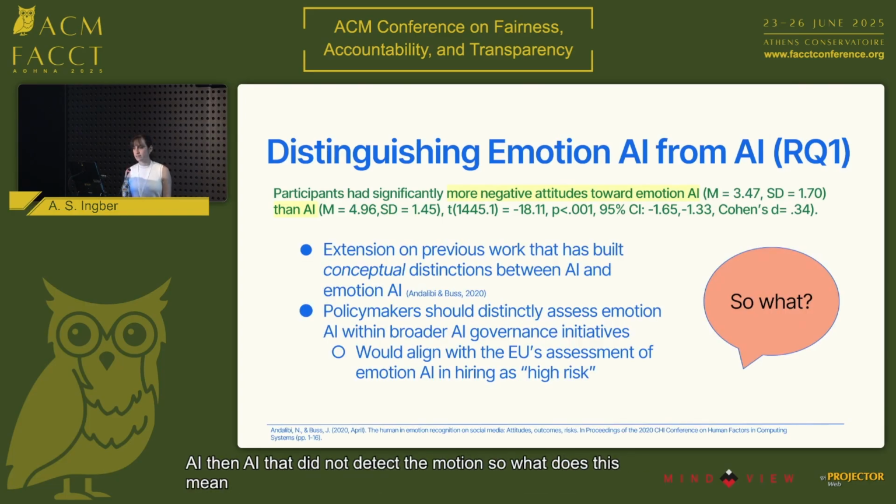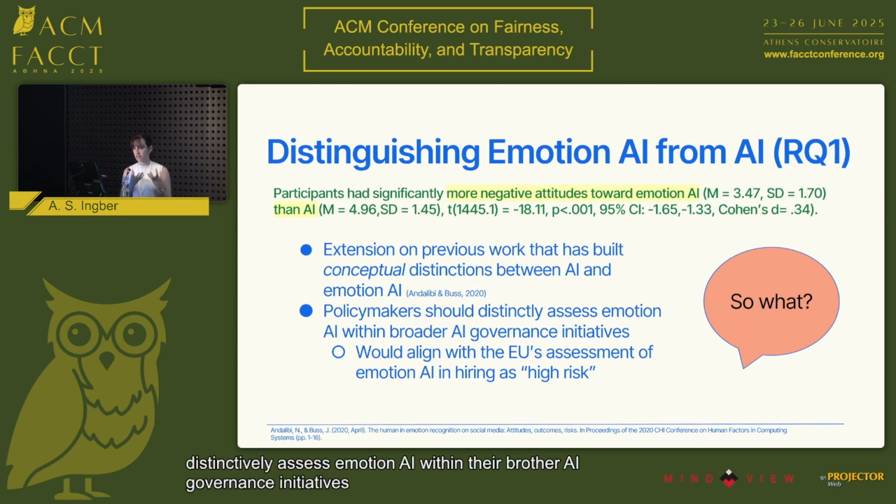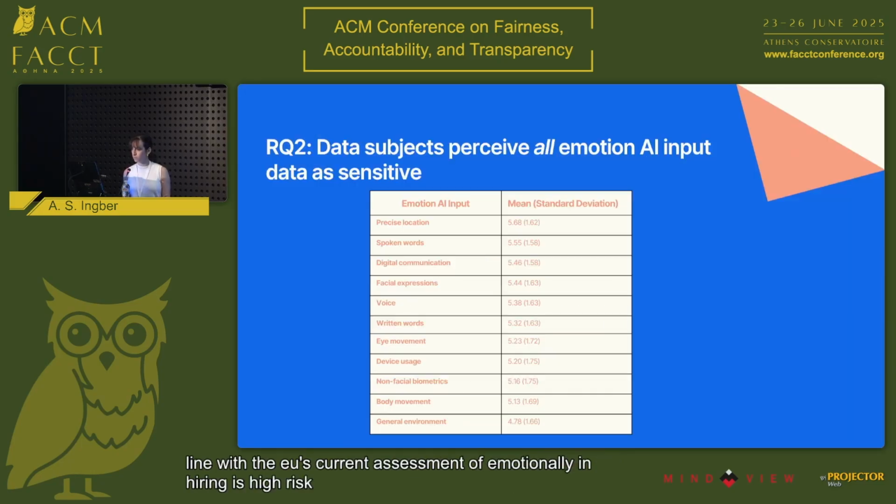First, this extends on previous work that has built these conceptual distinctions between AI and emotion AI. And so our quantitative empirical results reflect this already conceptual framework that emotion AI is distinct. And from this, we argue that policymakers should distinctively assess emotion AI within their broader AI governance initiatives as a specific issue. And this would align with the EU's current assessment of emotion AI in hiring as high risk.